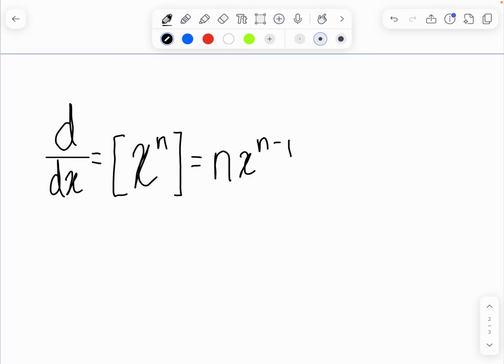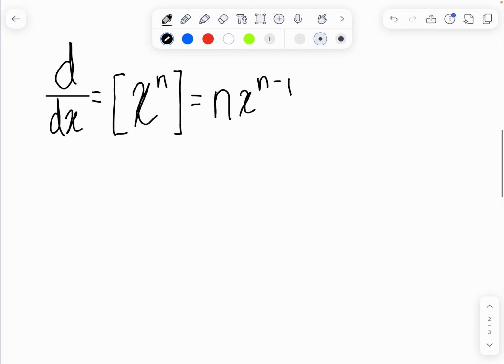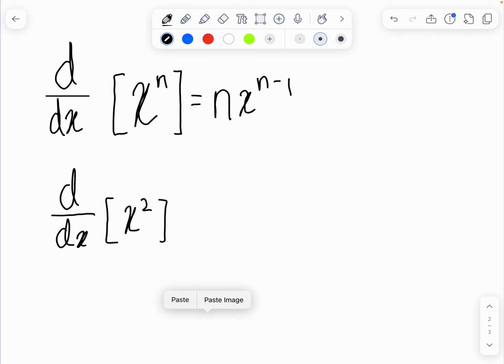Right? So, since that is the power rule, let's try and apply it to a question. What is the derivative of, let me write this down, the derivative of x squared? Hang on a minute and try and solve that by yourself.